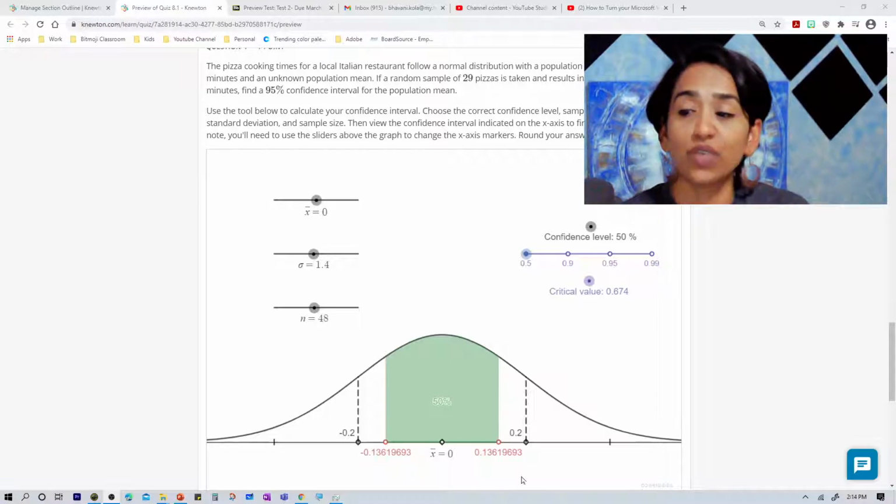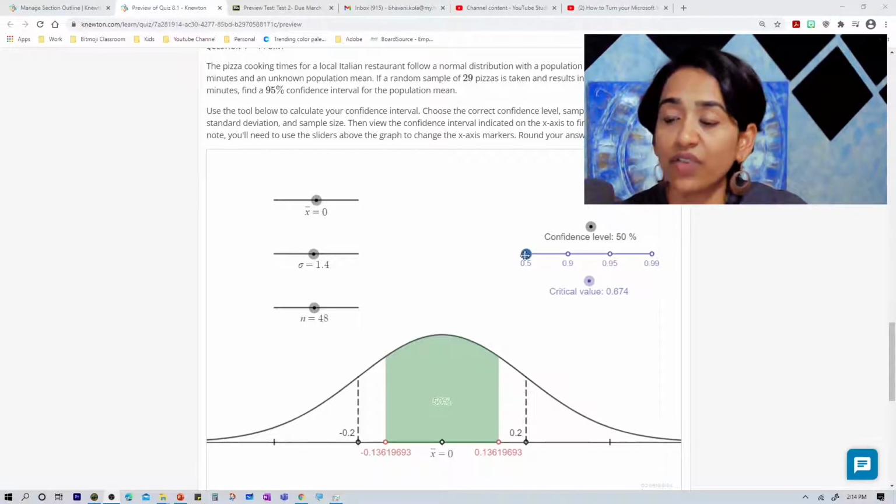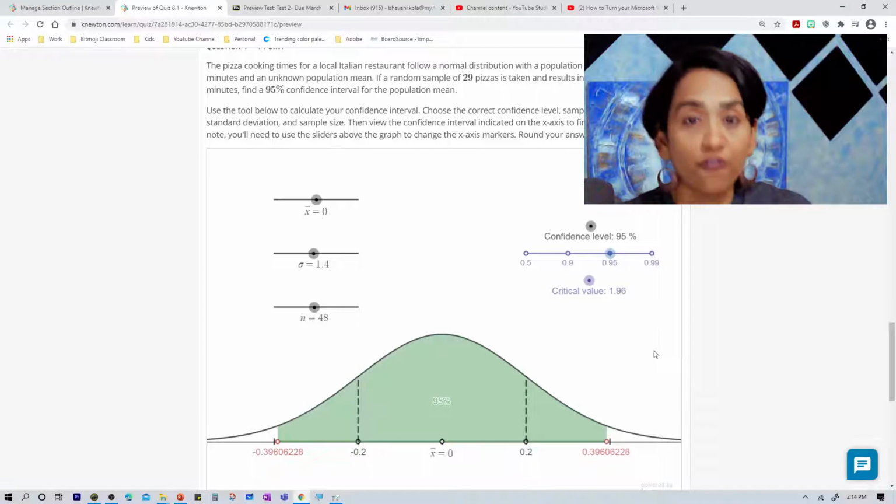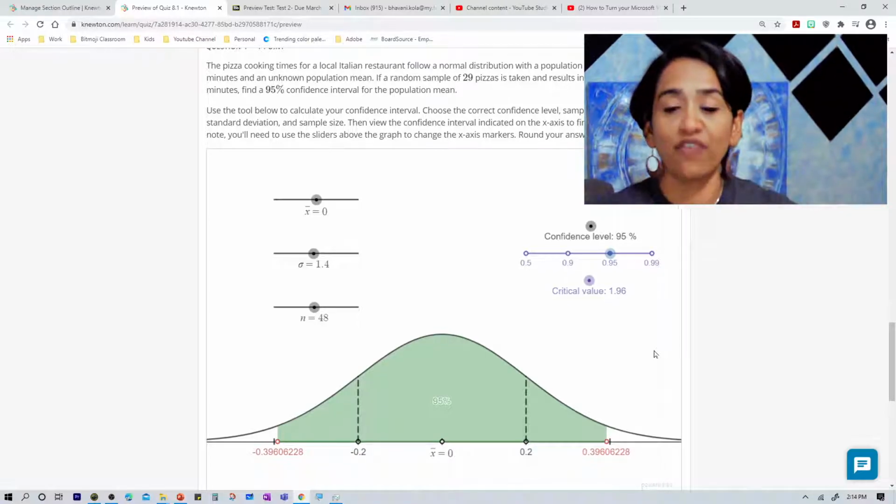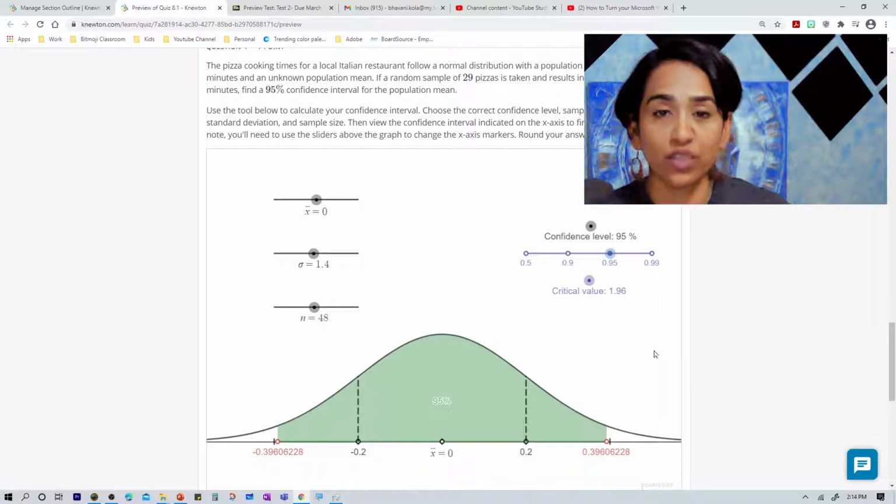Again, you're going to change that to a decimal. 95% confidence interval is 0.95. So you can see my graph is wide, 95%, right? So I'm only left with 0.05 on both sides.